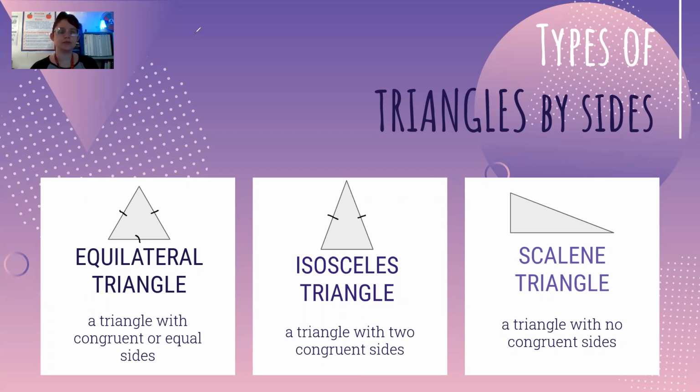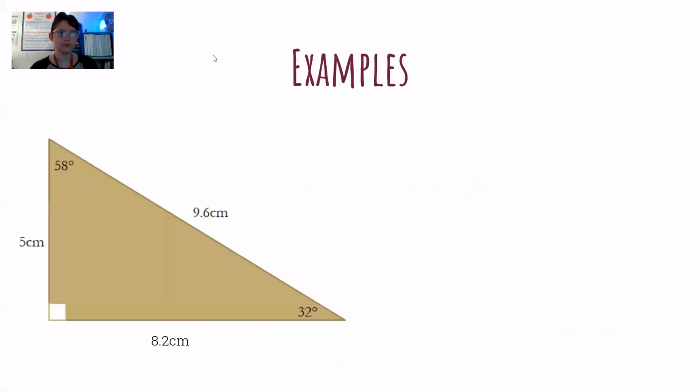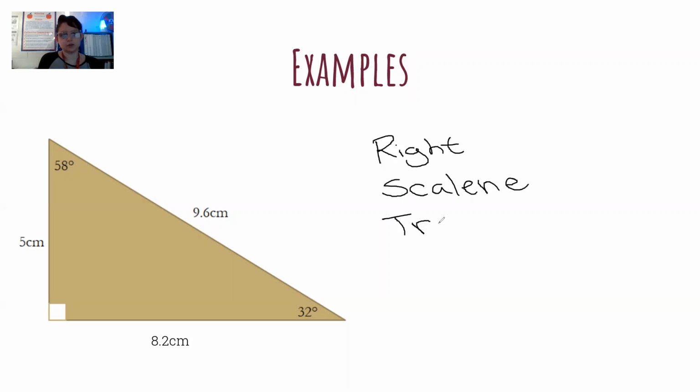Now we will look at some examples that we will name using their angle name and their side name. So our first example, when we look at the angles, you can see it has a 32-degree angle, a 58-degree angle, and a marker for a right angle. So this is a right triangle. Then when we look at our sides, we can see each one is different: 5 centimeters, 9.6 centimeters, and 8.2 centimeters. So that makes this scalene. So this is a right scalene triangle.